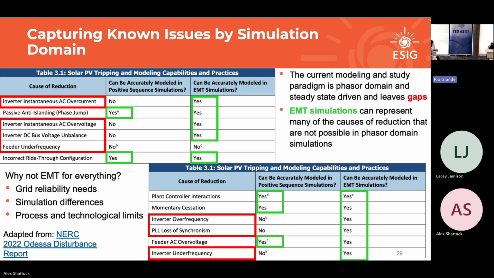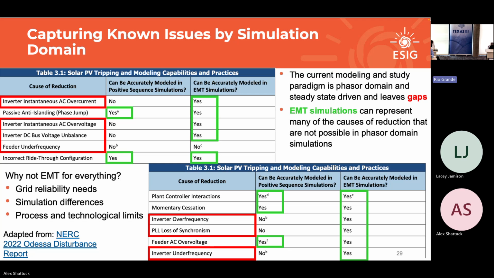I have seen, I think Lucas, you've probably seen as well, there are some of the major relay manufacturers who are putting together EMT models. I don't know if they're very close, but it's been recognized as a problem. So we'll keep that out of the discussion. But besides that, everything we saw in the Odessa event can be studied in EMT. So why don't we just do EMT for everything? Would be the easy next step, right?